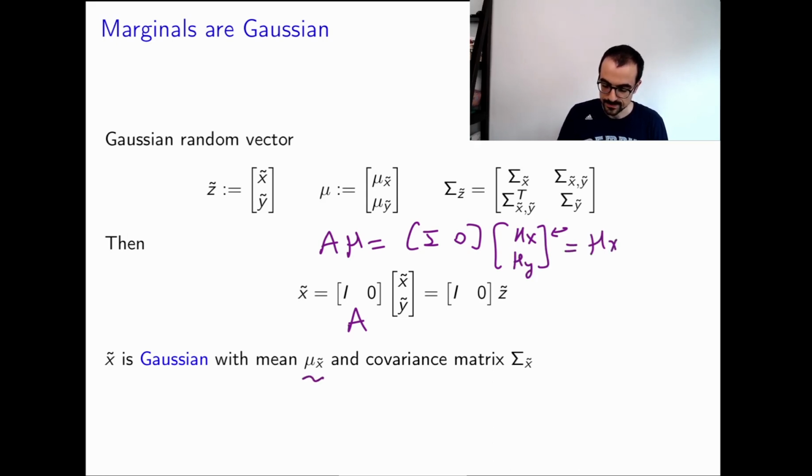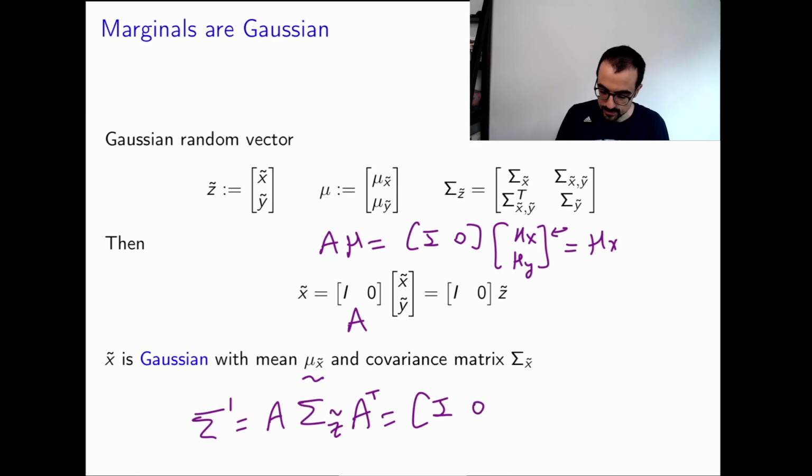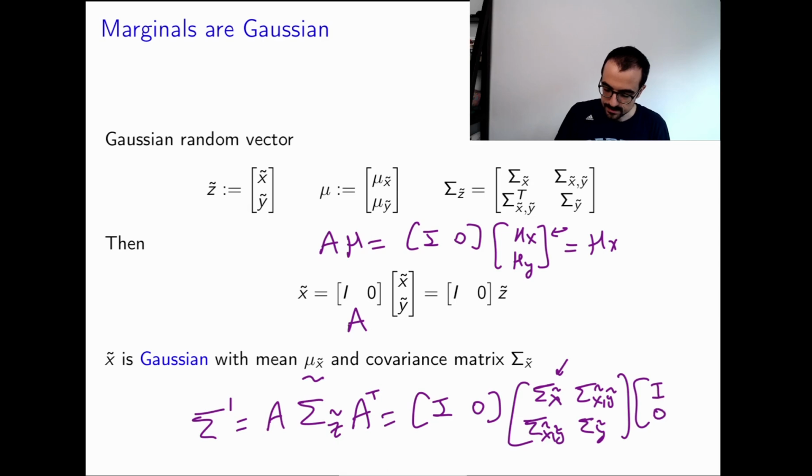So the mean is equal to mu x. And if you remember, for the new covariance, it's going to be equal to A times the covariance of the random vector Z times A transpose. So it's the identity, 0, and then this matrix, where this is the first m by m submatrix, and then this other vector again. And what happens here is that if you compute this out, essentially everything gets zeroed out except this guy. Okay, so the new covariance matrix is going to be just the corresponding submatrix of the covariance matrix of the full random vector.